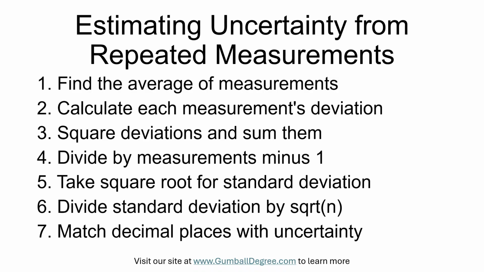Then find how far each measurement is from that average, square those differences so none are negative, add those squared differences together, and divide by the number of measurements, minus 1, to get the variance. And take the square root to get the standard deviation, which tells you how spread out the measurements are.